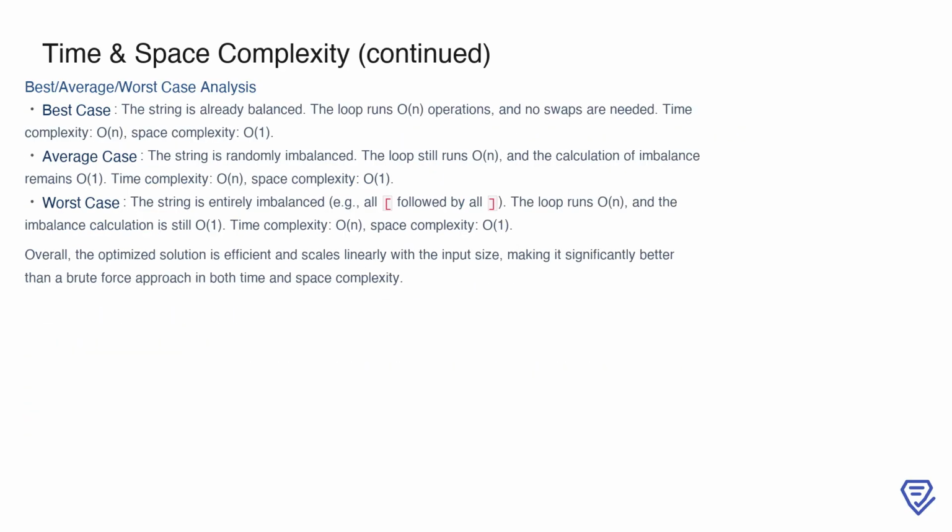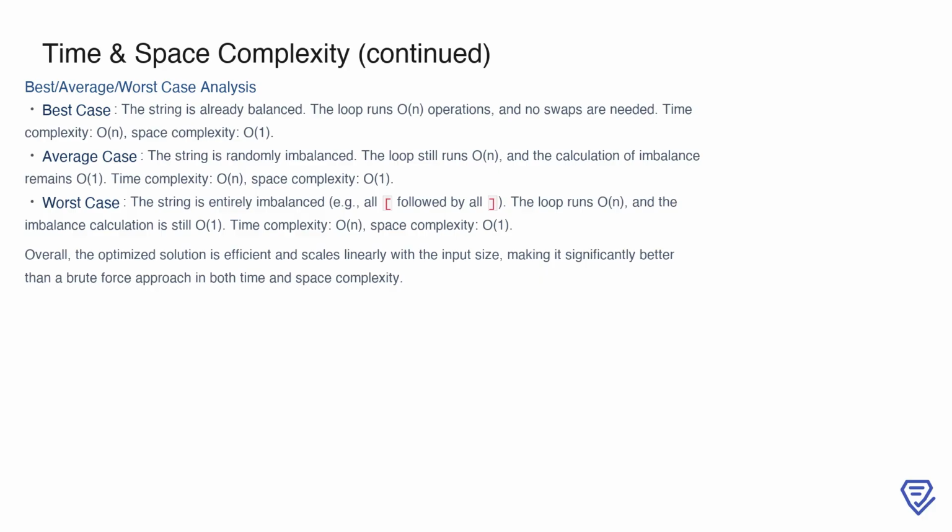Finally, let's examine the best, average, and worst-case scenarios for this algorithm. In the best case, the string is already balanced. Here, the loop still processes all n characters, but no swaps are required. The time complexity is O(n), and the space complexity remains O(1). In the average case, where the string is randomly imbalanced, the loop again runs O(n) operations, and calculating the imbalance is O(1), leading to the same overall time and space complexities.